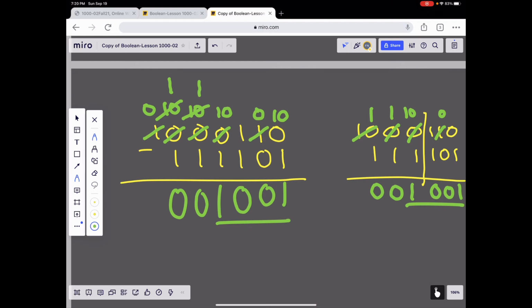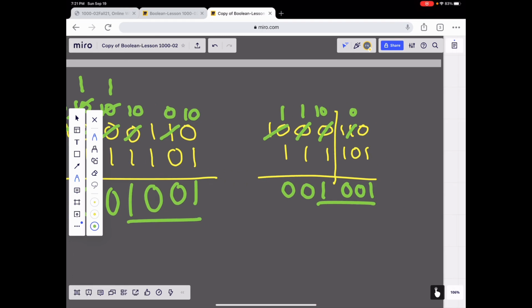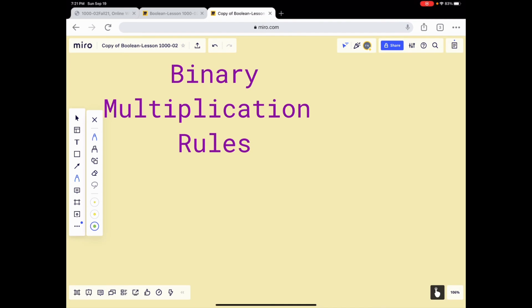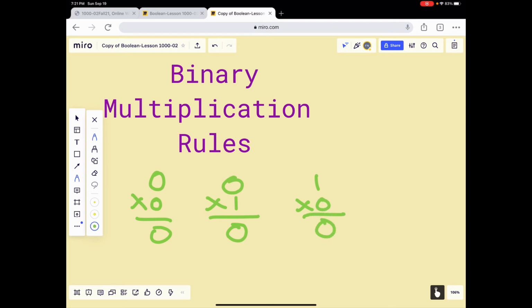Okay, now we're going to talk about multiplication of binary numbers. So I'm going to look at a couple rules first. 0 times 0 equals 0. 0 times 1 equals 0. All right, and 1 times 0, the same thing, equals 0. And then 1 times 1 equals 1. All right, let's look at the numbers here.